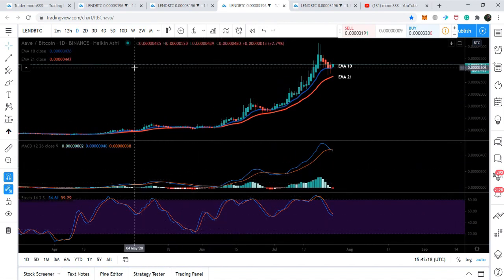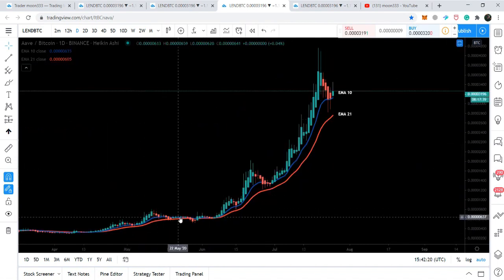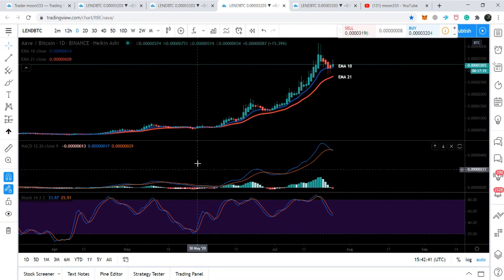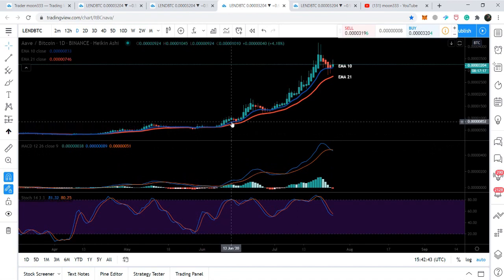For example, whenever the price action is touching the exponential moving average 10 and 21, and we receive the stochastic bull cross, this blue line crosses up this red line, and this MACD turns bullish. For example, it was strong bearish, and now it has turned weak bearish here. And after that, we can see that the price action moved up again.